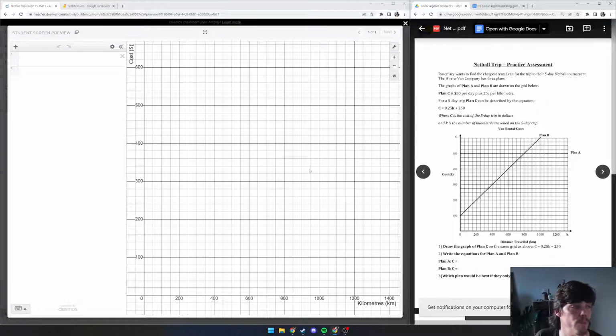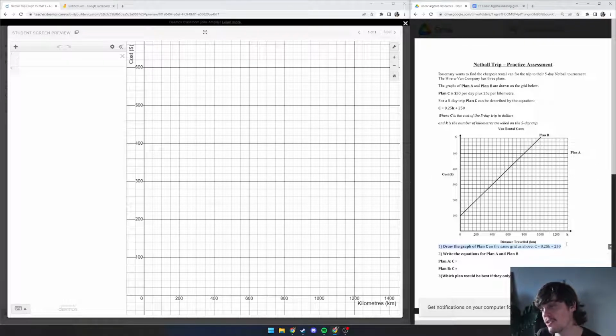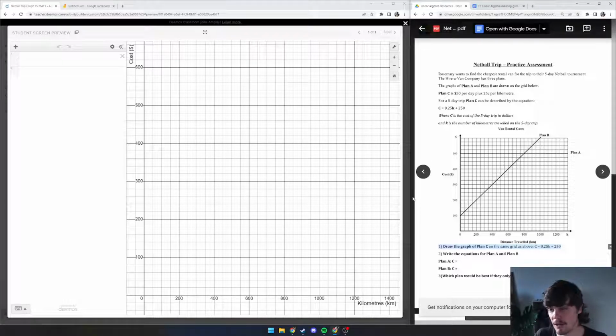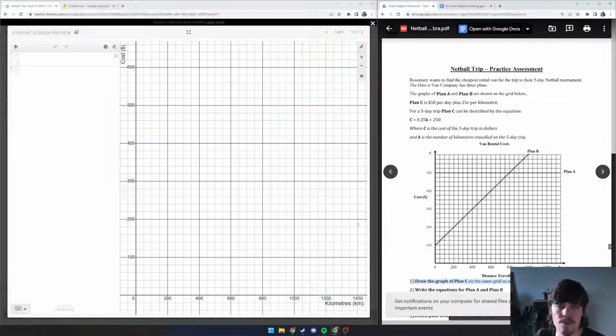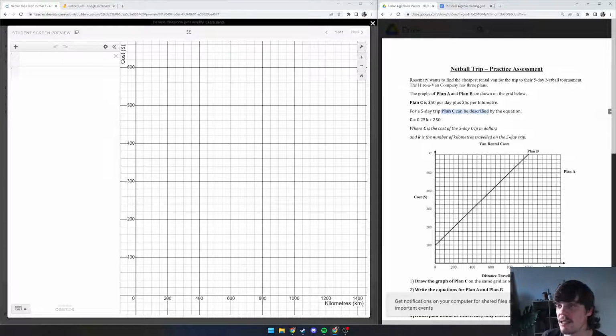So we've got this netball trip practice assessment, and you will have Desmos open like I've got opened on the left hand side of the screen. Let's just start from the beginning. Draw the graph of plan C on the same grid as above. So we're going to get plan C. Plan C can be described by the equation C equals 0.25k plus 250.